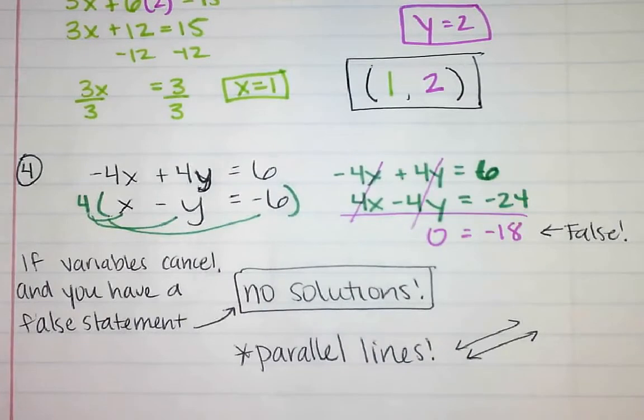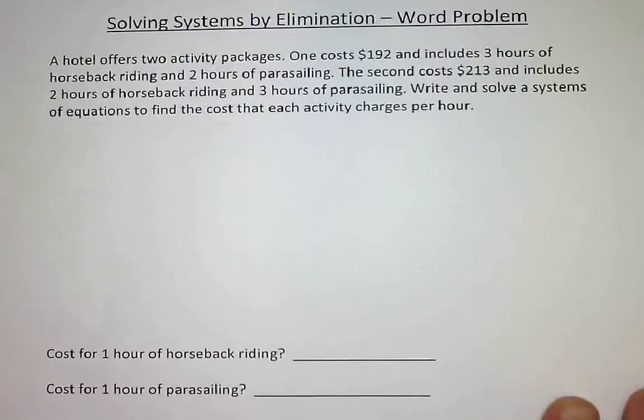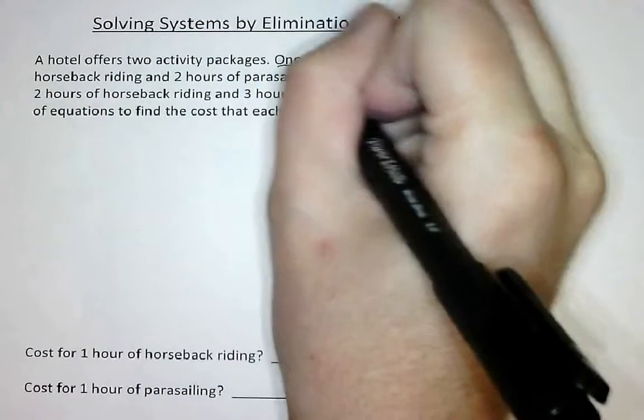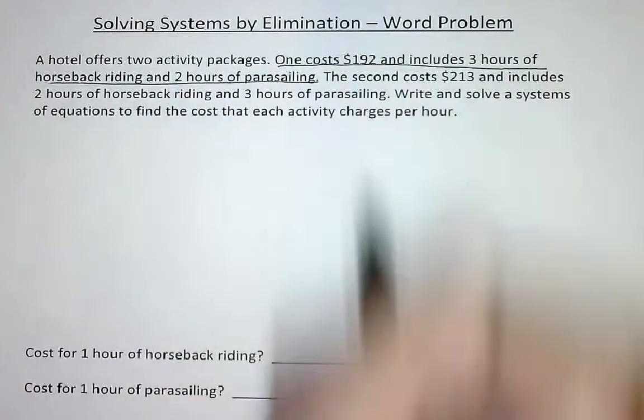Okay. Now, our last thing that we are going to do here is create a problem, and then we are going to find the solution. Let's take a look at this guy right here. A hotel offers 2 activity packages. One costs $192 and includes 3 hours of horseback riding and 2 hours of parasailing. So that's one package. The second package costs $213 and includes 2 hours of horseback riding and 3 hours of parasailing.